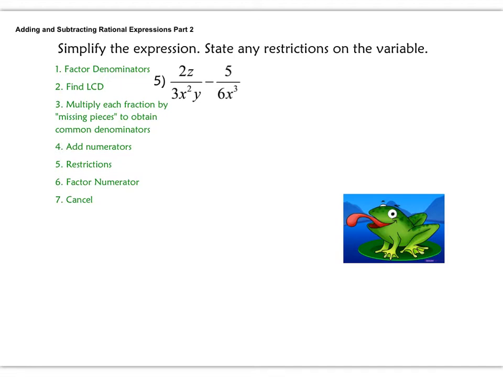So first problem, number 5 today, picking up where we left off from before. First thing I notice is we have a minus sign in the middle. So remember those minus signs, we want to cross those out and distribute them to the numerator. So now we're ready for step 1, which is factor denominators. Neither of these denominators will factor.